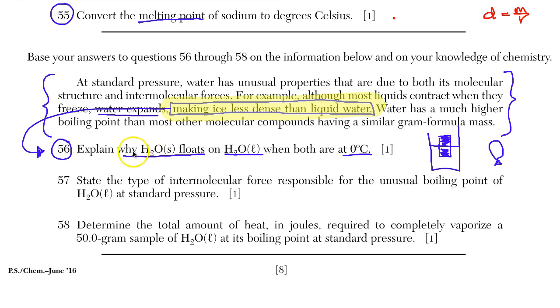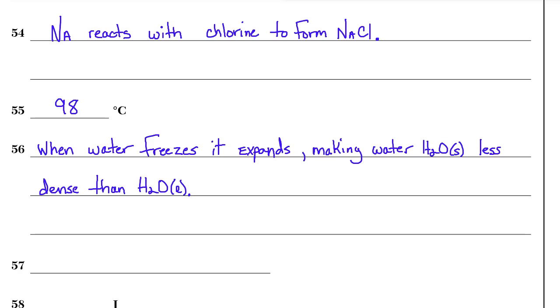So let's go to the answer booklet, because you're not going to write this in the test. You're going to put it in your booklet. So number 56 in the booklet, please. Let's go. And there it is, 56. When water freezes, it expands, making H2O solid less dense than H2O liquid, right from the reading. Or you could just say, hey, the density of ice is less.